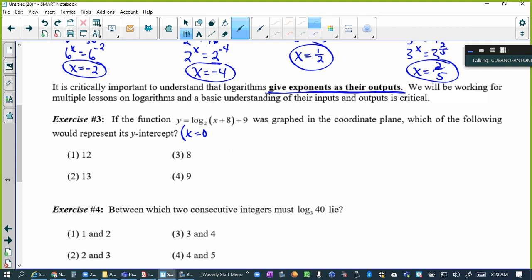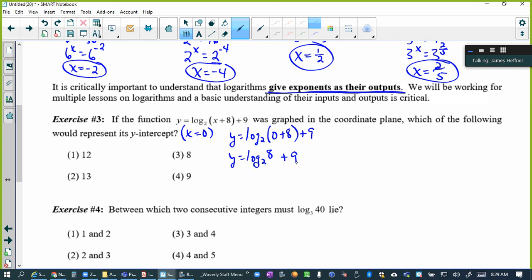X equals 0. Well, let's figure this out. We're going to replace the x with 0, right? So we'd have y equals log base 2 of 0 plus 8, plus 9, right? So that would be y equals log base 2 of just 8, right? And out here we'll have plus 9.